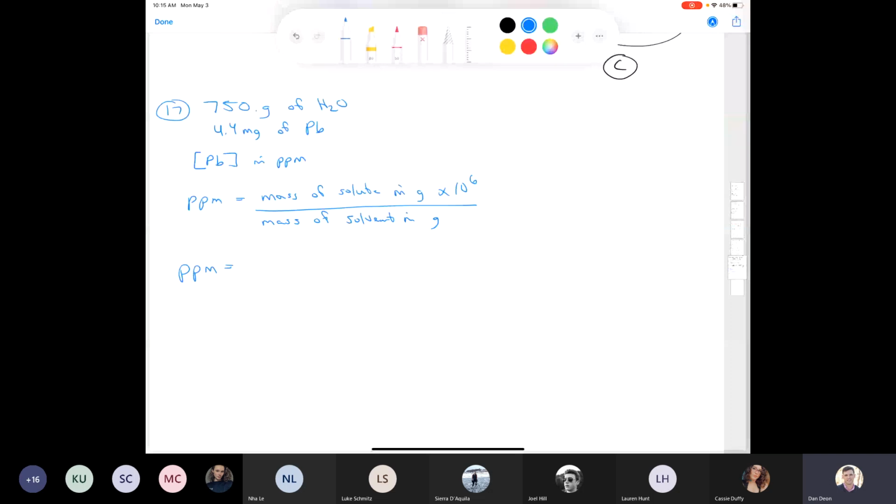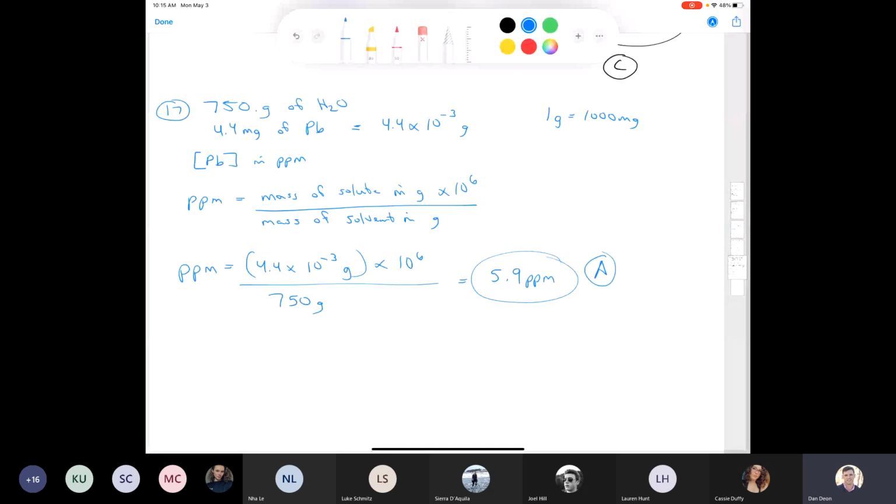So if we work this out in parts per million, we have the mass. Now our mass is 4.4 milligrams, which I would say is the same thing as 4.4 times 10 to the negative 3 grams, right? Because we know that in 1 gram we have 1,000 milligrams. So in order to simplify it, I said, what if you take 4.4 times 10 to the negative 3 grams, and then multiply all that by 10 to the power of 6, which just gives us 4.4 times 10 to the 3. It's a faster way of doing it, in my opinion. You divide all that by 750 grams, and you end up with 5.9 parts per million. Is that one of the answers? Yeah, it's A, 5.9 parts per million.